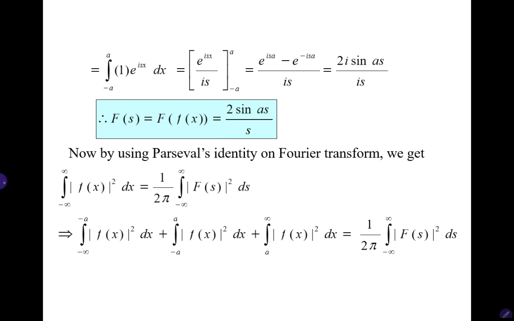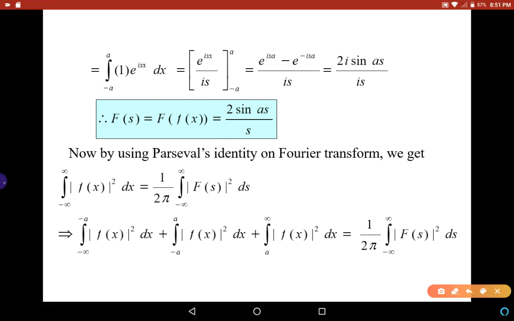times e^(isx) dx, that is equal to e^(isx)/(is), because the integral of e^(isx) is e^(isx)/(is), within the limits minus a to a. Now let us substitute the upper limit, which is e^(isa), minus the lower limit, that is e^(-isa). So we obtain (e^(isa) - e^(-isa))/(is).